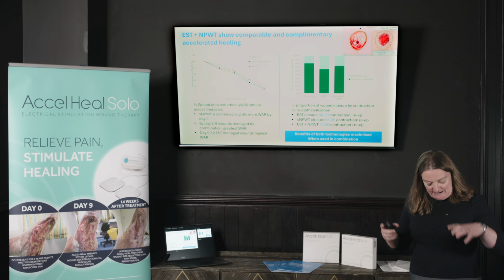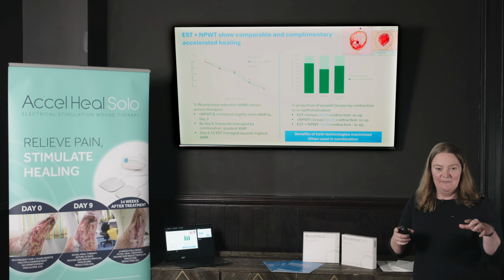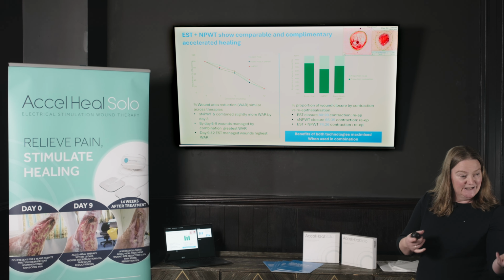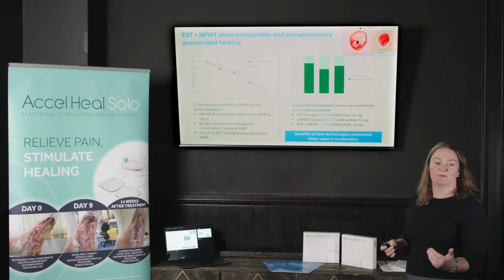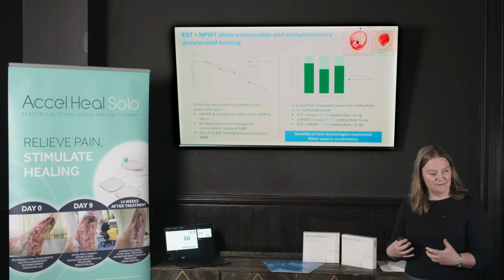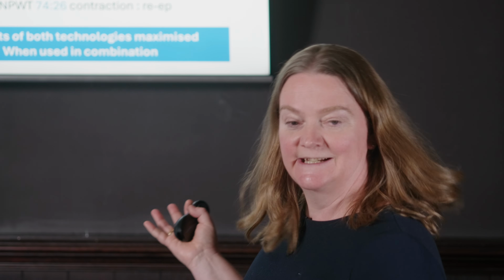We then looked in a little more detail at whether this was by reepithelialisation, as per previous work, or through contraction. You can see in this graph on the right-hand side the proportion of wound healing by contraction or by reepithelialisation. Axel heel EST on its own had a much higher proportion of wound healing by contraction in comparison to negative pressure, which had a greater proportion of wound healing by reepithelialisation.